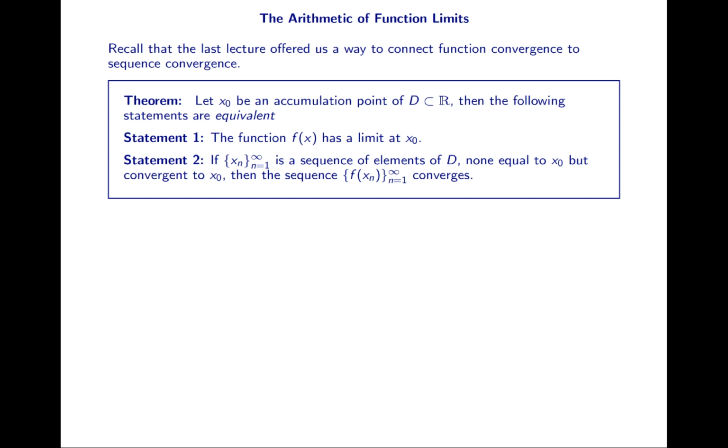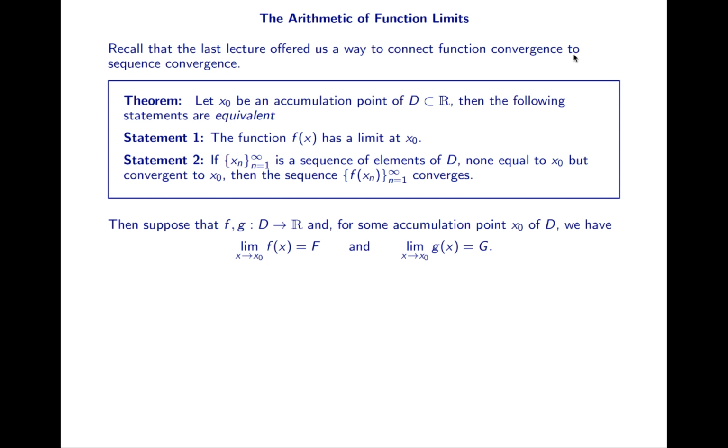So let's refer to the results of the last lecture, which is that the two statements in this theorem are equivalent. That a function has a limit at x naught is equivalent to saying that f of xn has a limit, where xn is a sequence of elements in the domain, none equal to x naught, where the limit occurs. But xn converges to x naught. So let's explore computing arithmetic results of function limits by looking at it in terms of sequence limit.